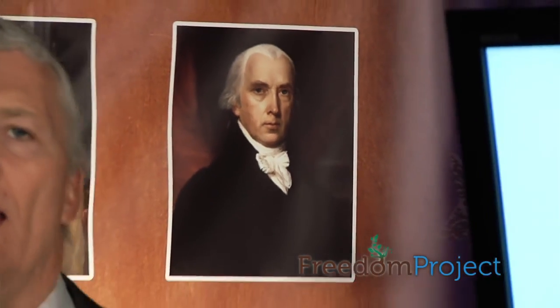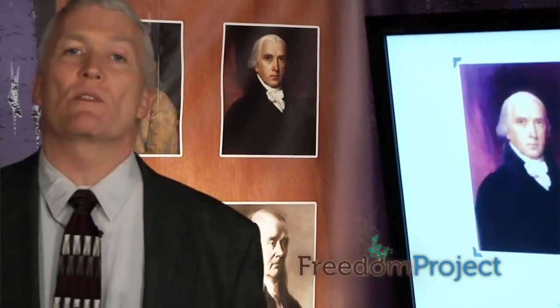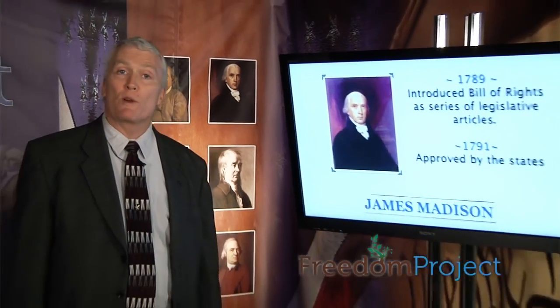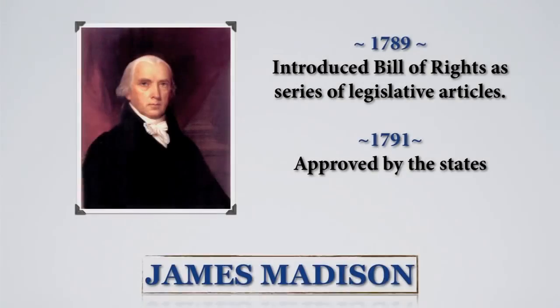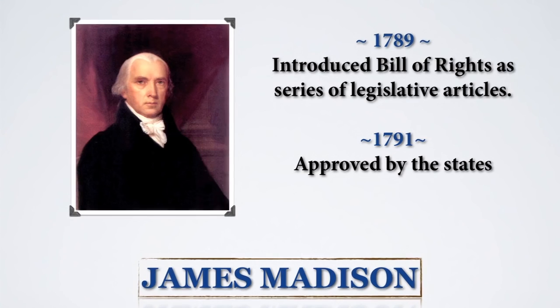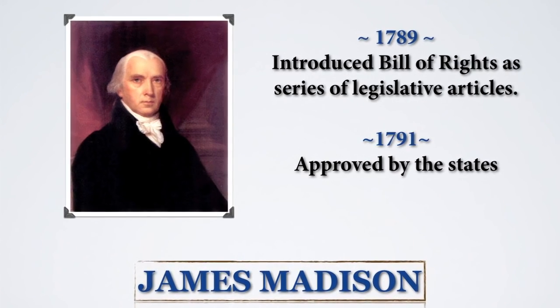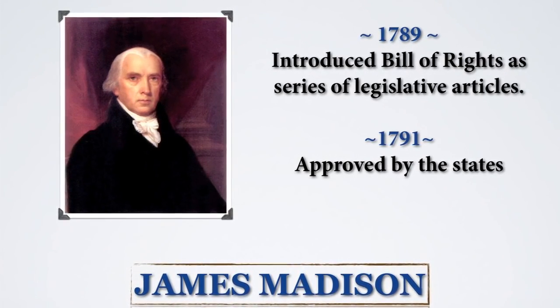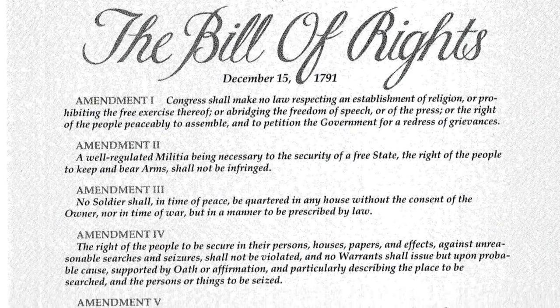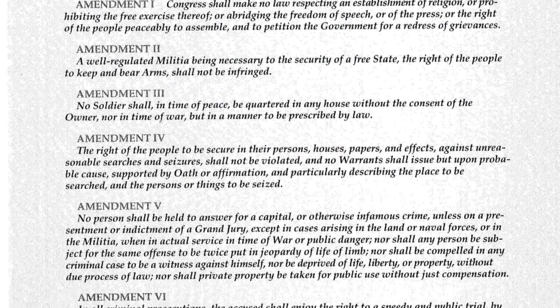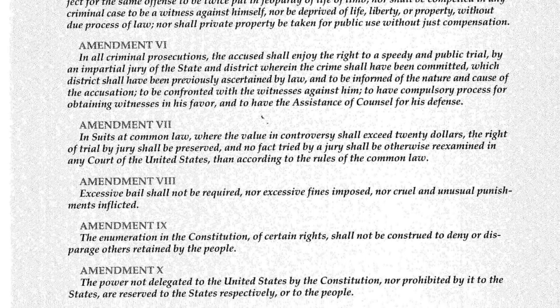Thank you, Dr. Smith. It was in 1789 that the amendments were introduced as a series of legislative articles by our 4th President, James Madison. 2 years later, in 1791, they were approved by 75% of the states and became the first 10 amendments. The Bill of Rights was designed to protect the natural rights of all Americans, to set limits on what the government can and can't do in regards to personal freedoms.